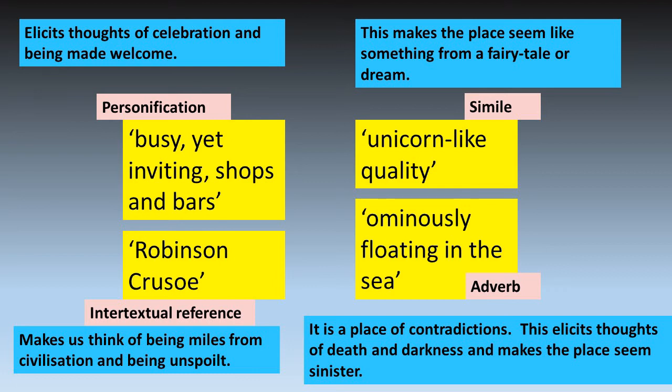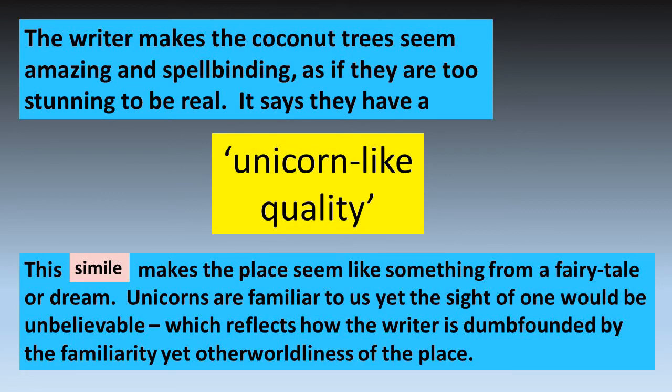So we've got our 4 quotes there, we've got our key terms, and then we've got our explanations of what's being communicated. So just to finish on here, here's an example of what you might know as PEA, where I make a point, use my evidence, and then I provide the analysis. So the writer makes the coconut trees seem amazing and spellbinding, as if they're too stunning to be real. It says they have a unicorn-like quality. This simile makes the place seem like something from a fairy tale or dream.